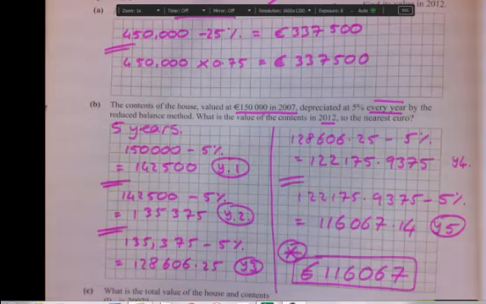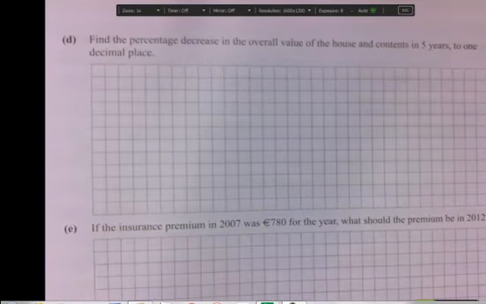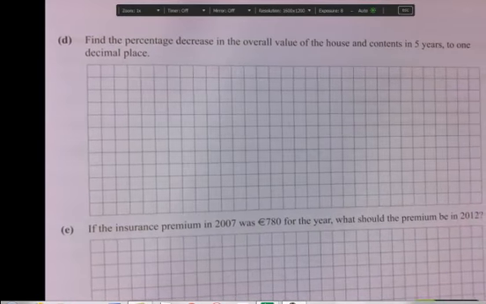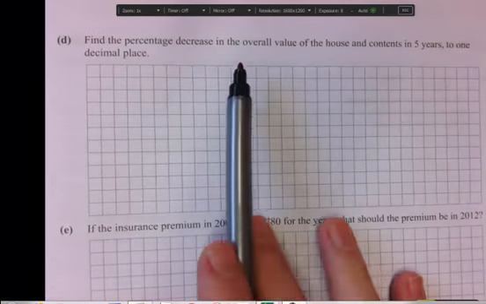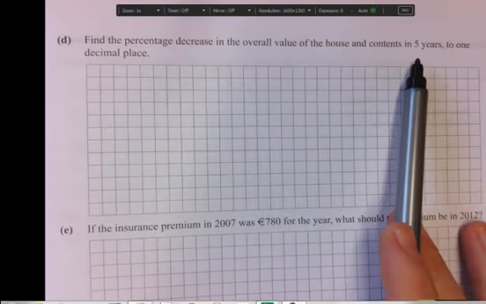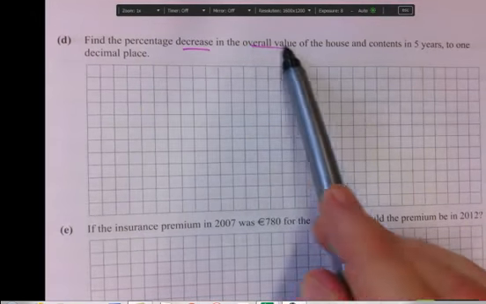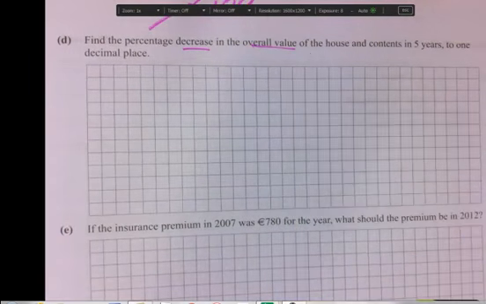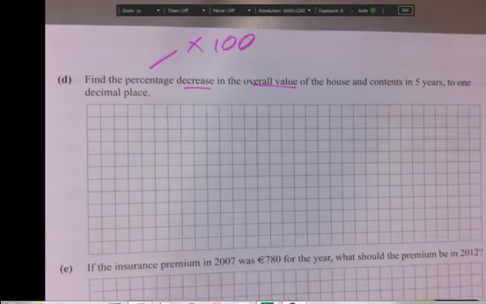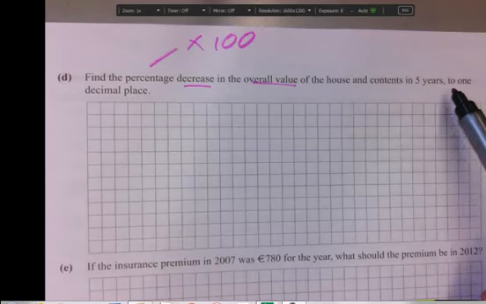On to part D of the question. Part D says, find the percentage decrease in the overall value of the house and its contents over 5 years. So we want its decrease in overall value. The fact that we're asked for a percentage implies some multiplication by 100 is going to be important, and of course then just watch out at the end, one decimal place, but we'll deal with that at the end.